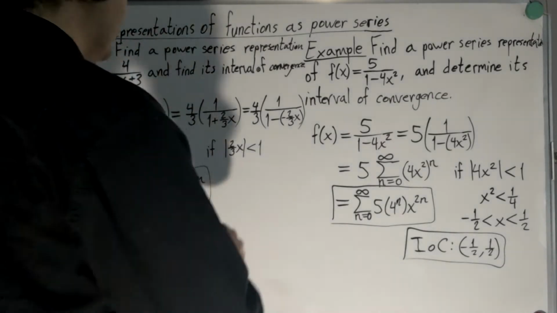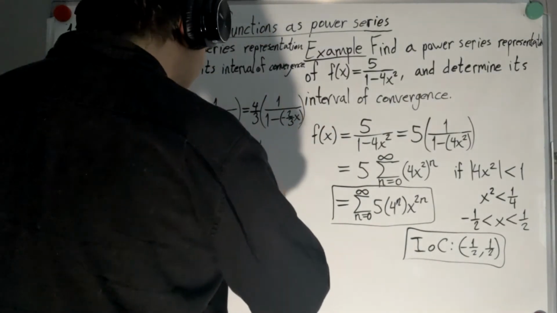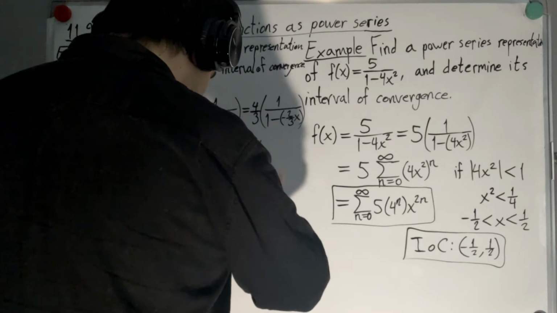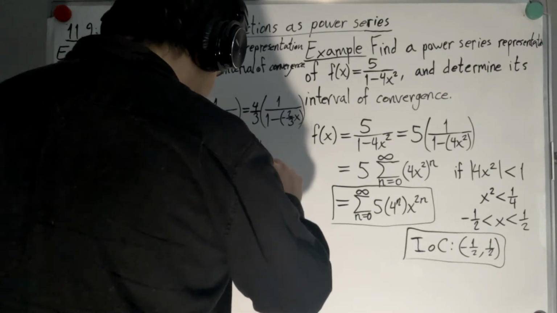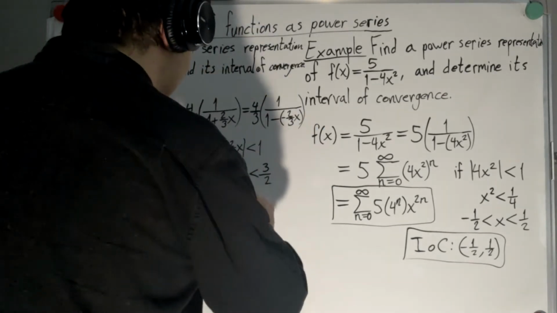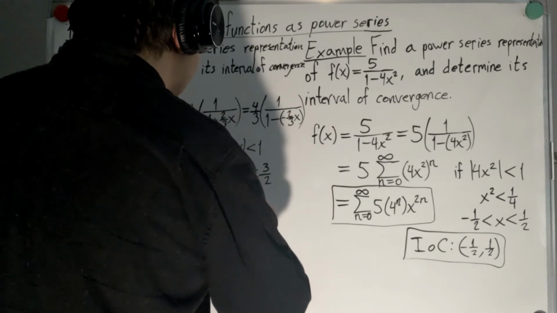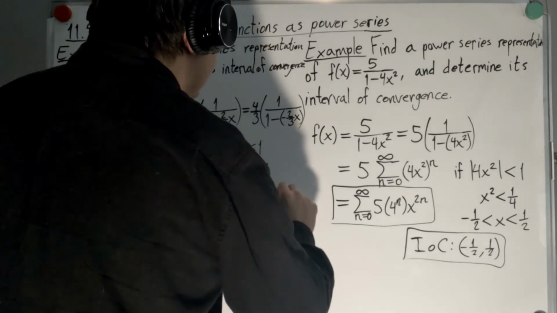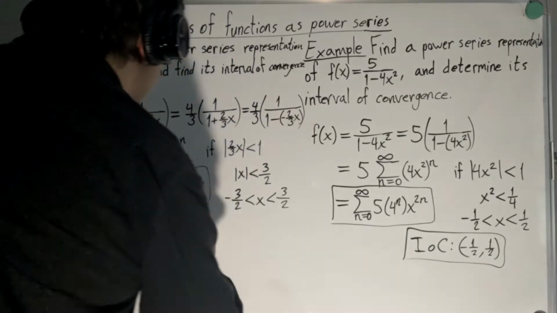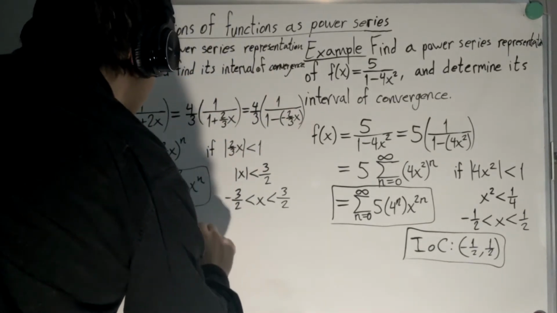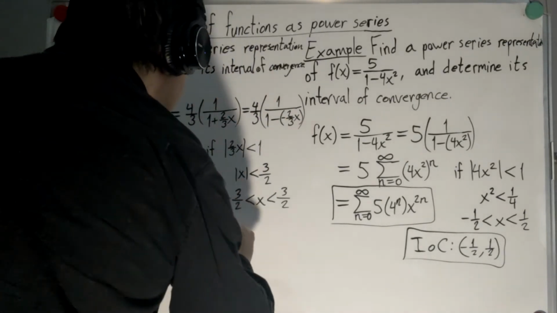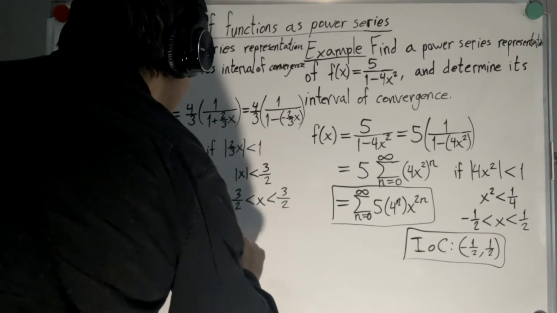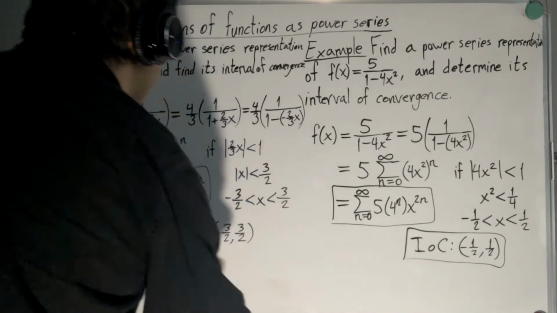And as for this radius, or interval of convergence, I should say, this is the same as saying absolute value of x is less than 3/2, which is the same as saying that x is between negative 3/2 and positive 3/2. So our interval of convergence is just the open interval from negative 3/2 to positive 3/2.